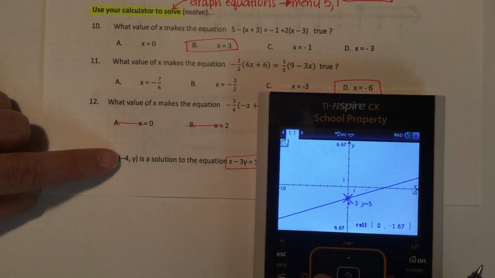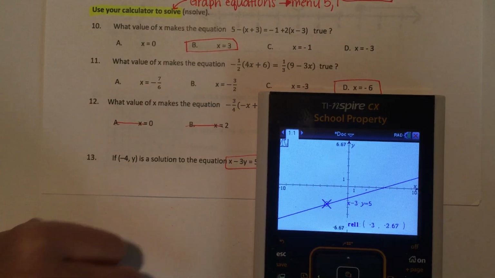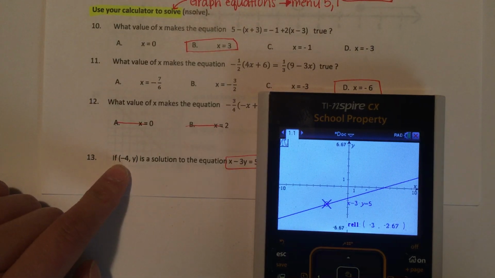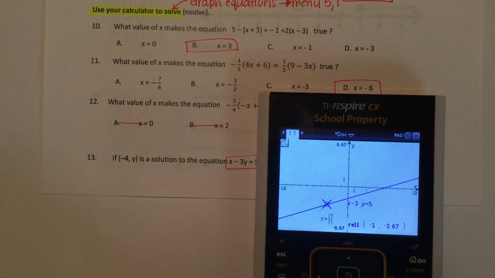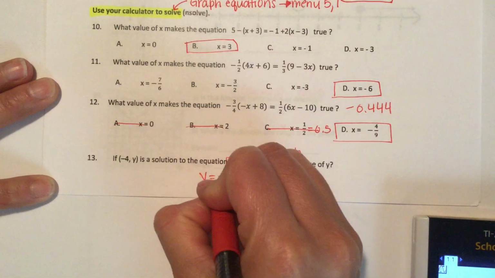If I'm trying to see when x is negative 4, I can move along this line and I can see my values start to change when x is negative 4. Remember, you can go directly to x by just typing in negative 4, enter. When x is negative 4, y is negative 3. So y equals negative 3.